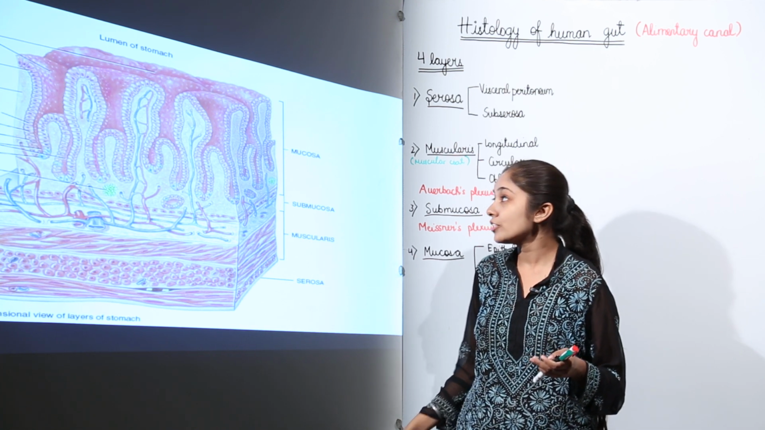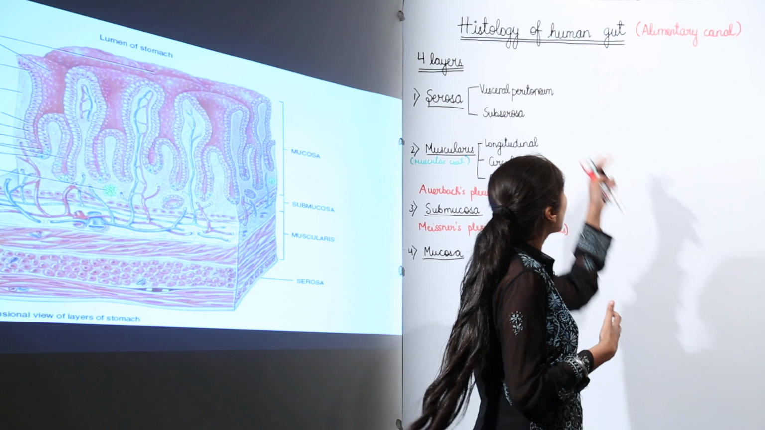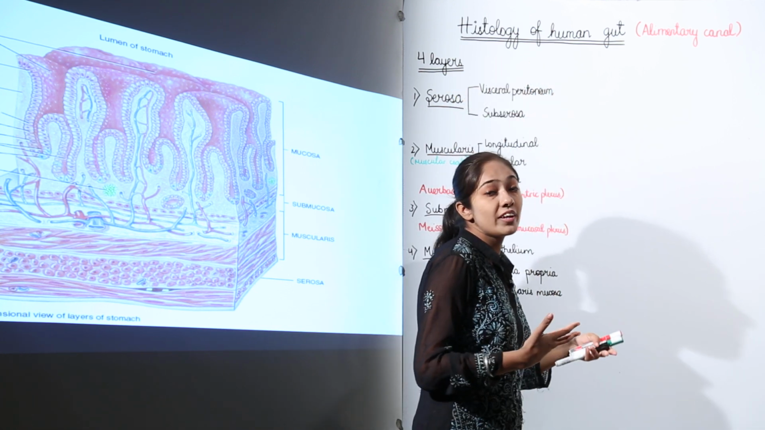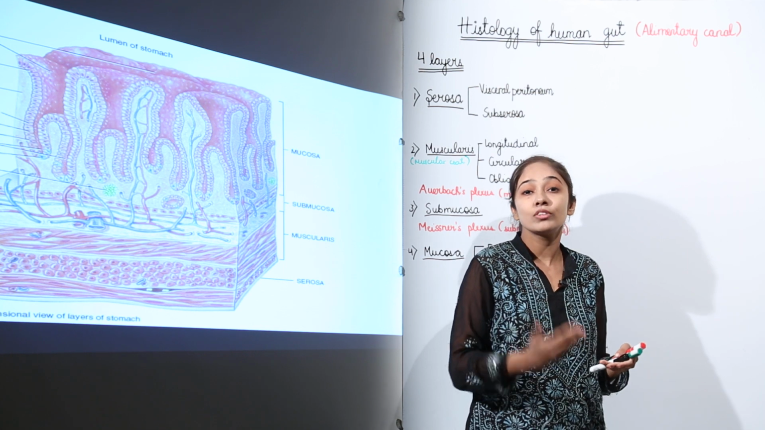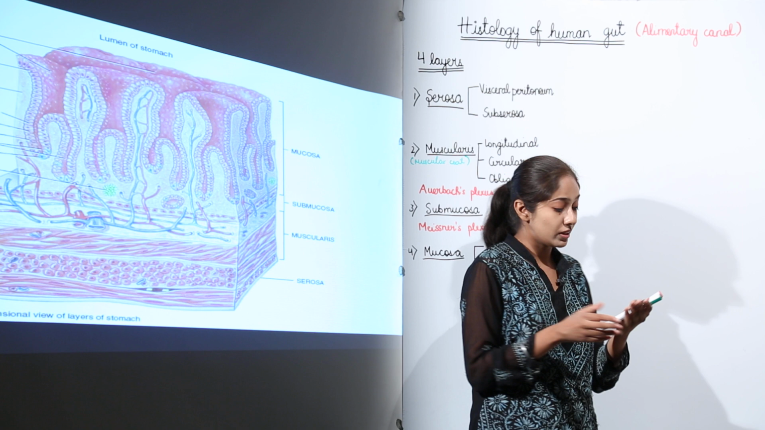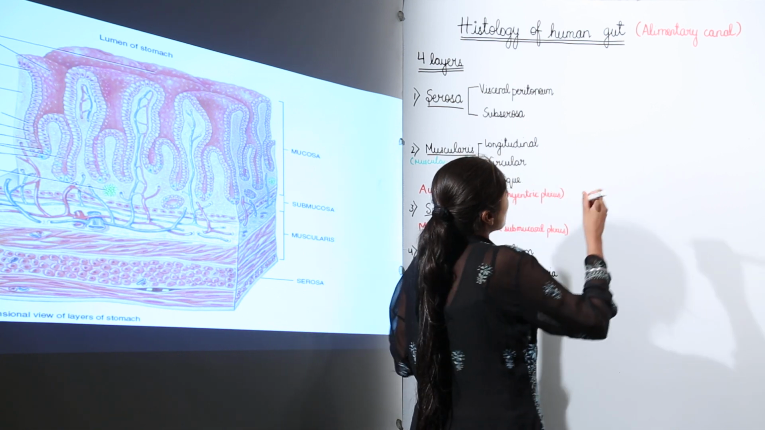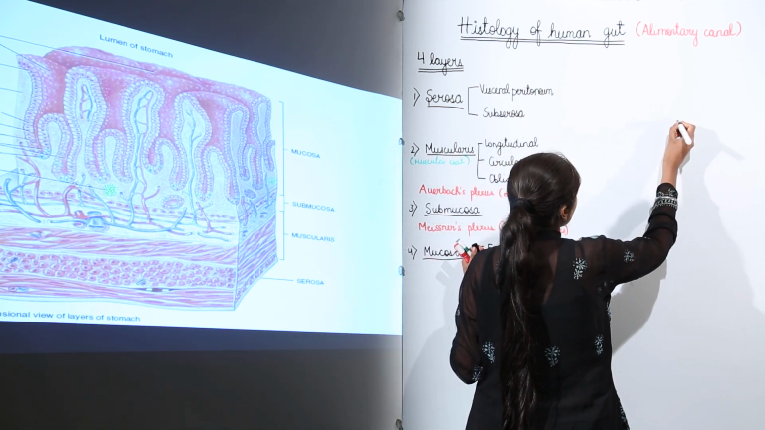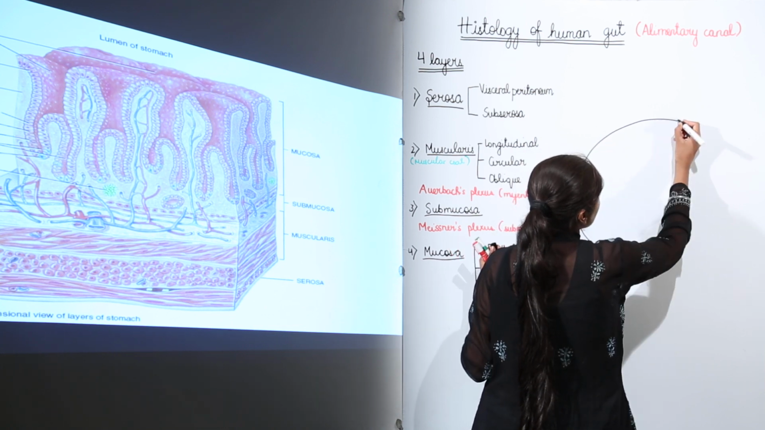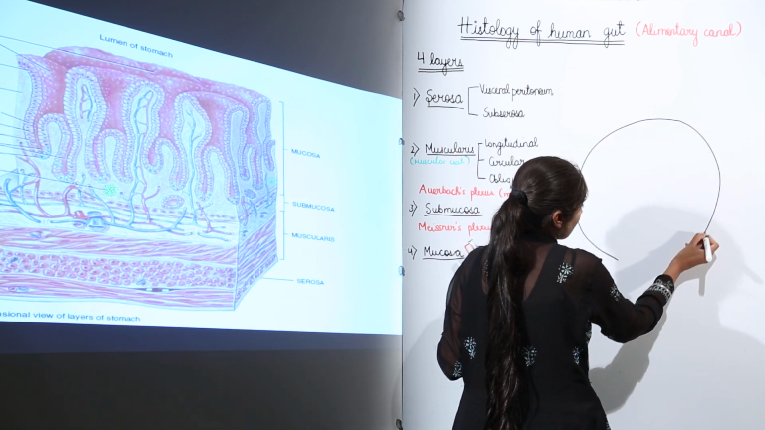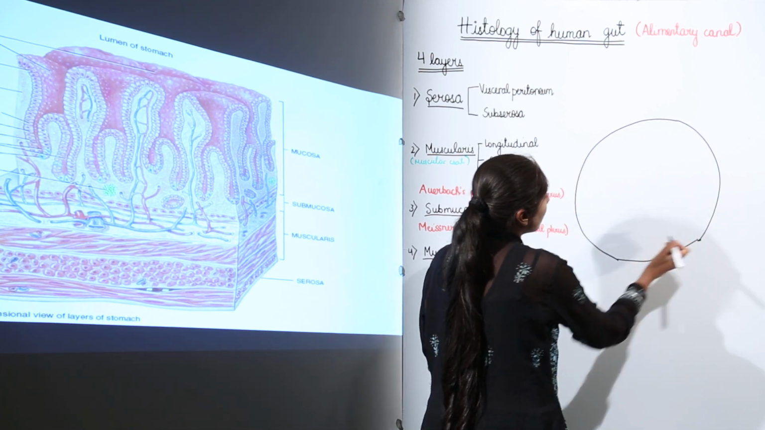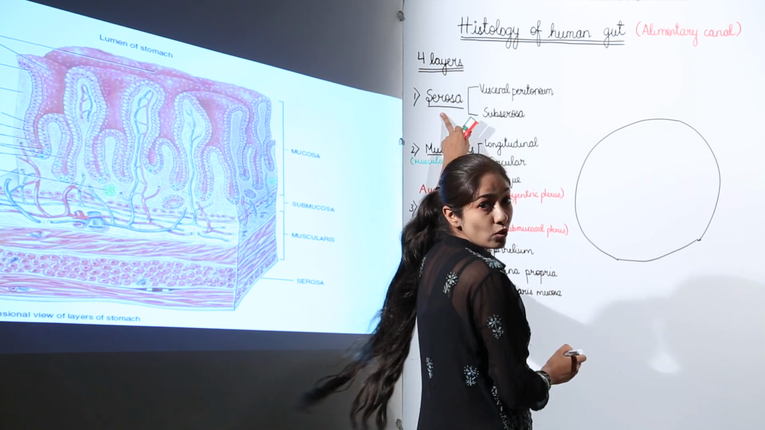Now we will be actually drawing the 4 layers, or you can say the histology of the human gut. We will be drawing the transverse section of the human gut. Let's start with this. As you know, for the first layer, you can draw a circle like this, and what is this first layer? The first layer is actually serosa.